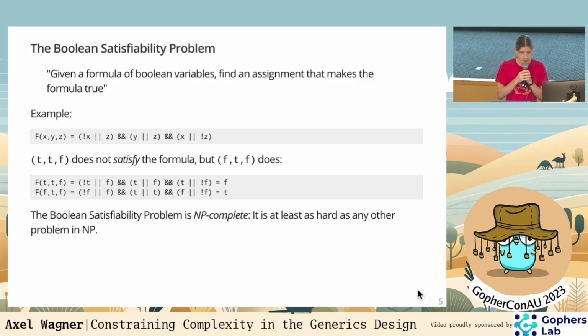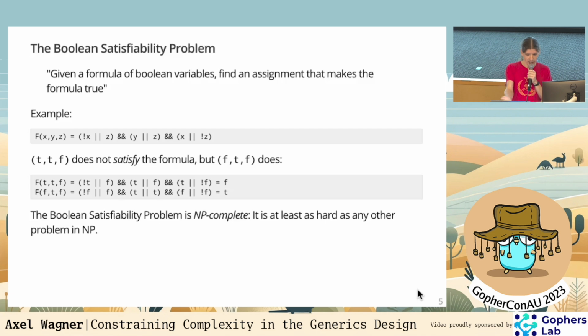One of these is the Boolean satisfiability problem. The Boolean satisfiability problem means I give you a Boolean formula, so basically a function that takes only Boolean arguments and returns a Boolean, and I ask you, is there a set of arguments to this function that will make the function evaluate to true? That is the Boolean satisfiability problem. Like, is this function satisfiable?